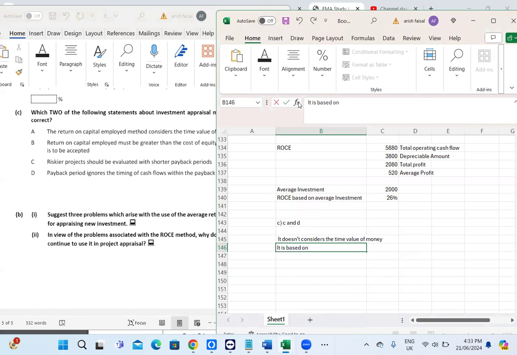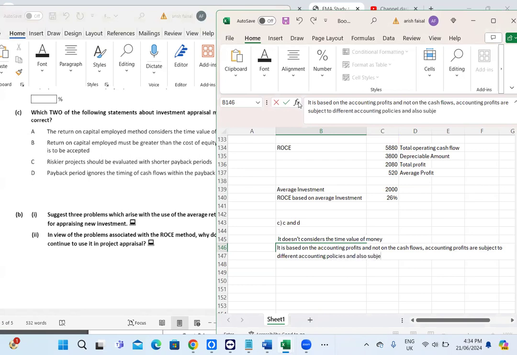Second, you can say that it is based on the accounting profits and not on the cash flows. Accounting profits are subject to different accounting policies and also subject to manipulation. And it doesn't help to indicate or give a clear signal as to whether the investment should be pursued or not.